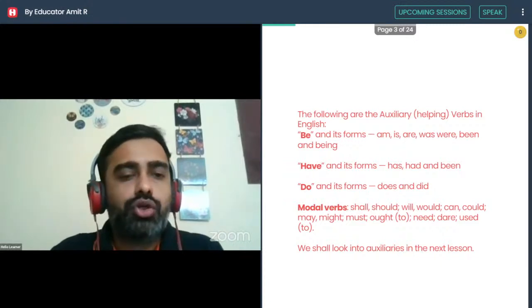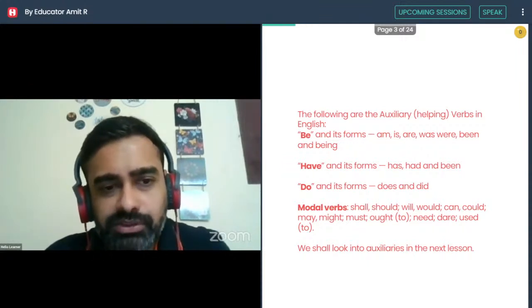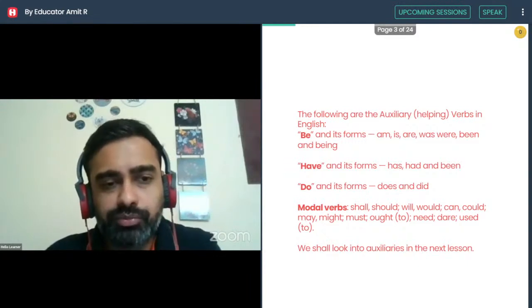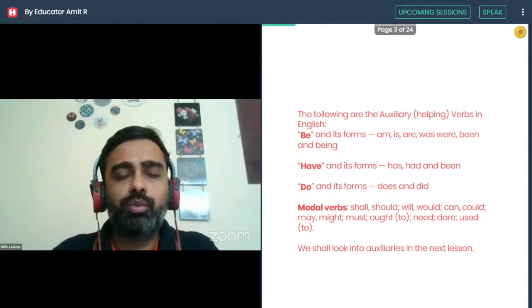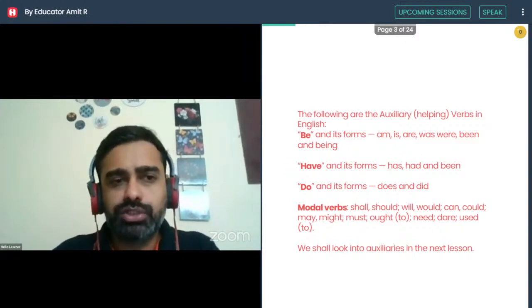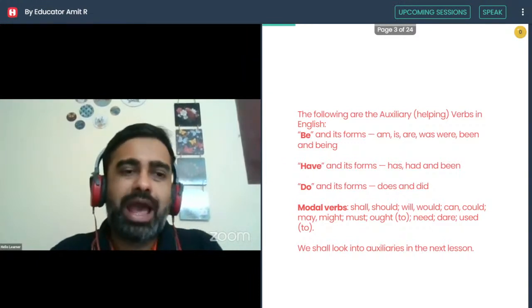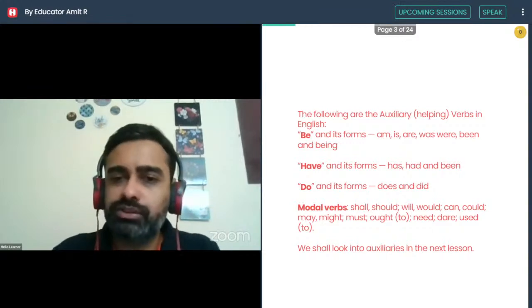Do and its forms, does and did, and the modal verbs. Modal verbs is something that we'll look at during the next class. We have another topic today on verbs, which is modal verbs. So yes, these are the main forms of auxiliary verbs in the English language. Be is something like to exist, have is something to possess, and do is when you do a particular action. So this is how you understand.